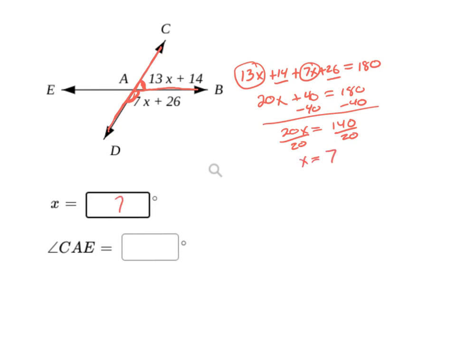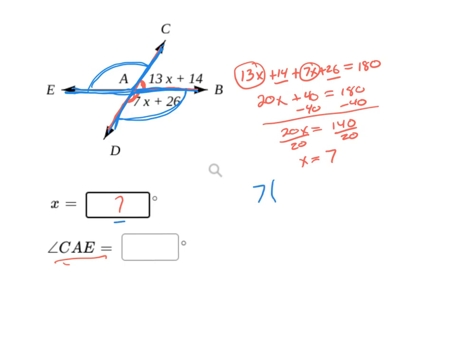Well, if you know x equals 7, to find the measure of angle CAE. Now, angle CAE is this angle right here. This is angle CAE. Now, that is a vertical angle with angle DAB. So, if I can find the measure of this angle in here, that's the same as the measure of this angle here. To do that, I'm just going to substitute 7 in place of x.